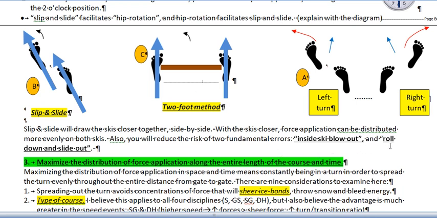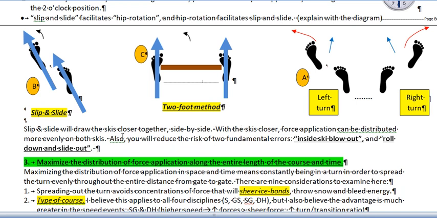Or what can happen is you can have roll down and slide out, where you're loading up too much pressure in the ski, and if you don't have enough hip angulation, you're gonna load up the inside edge of the inside ski, and you're just gonna slide out and wipe out. All right, so those are two fundamental errors.